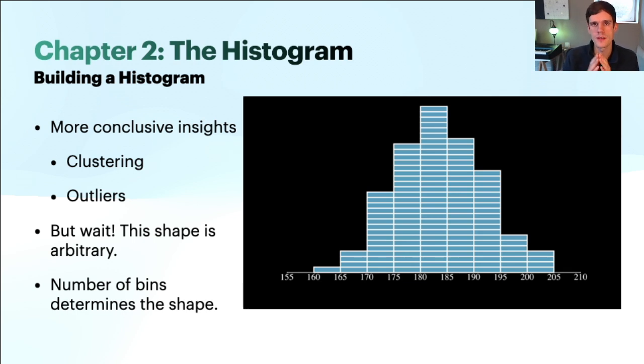And this raises the question, can we find something that allows us to abstract insights into our data distribution by just visual inspection, but whose shape is independent of any of our choices? And this brings us to the probability density function, which will be the topic of next lesson.